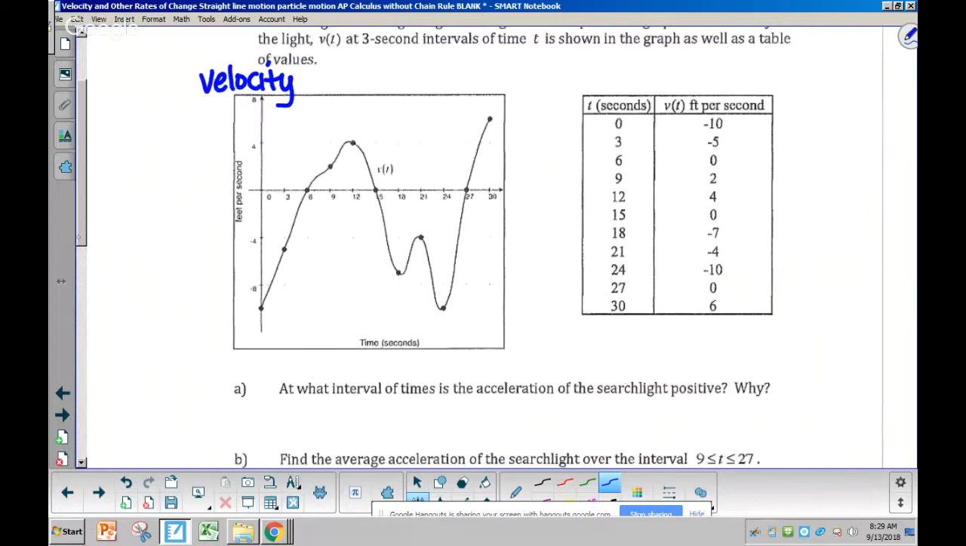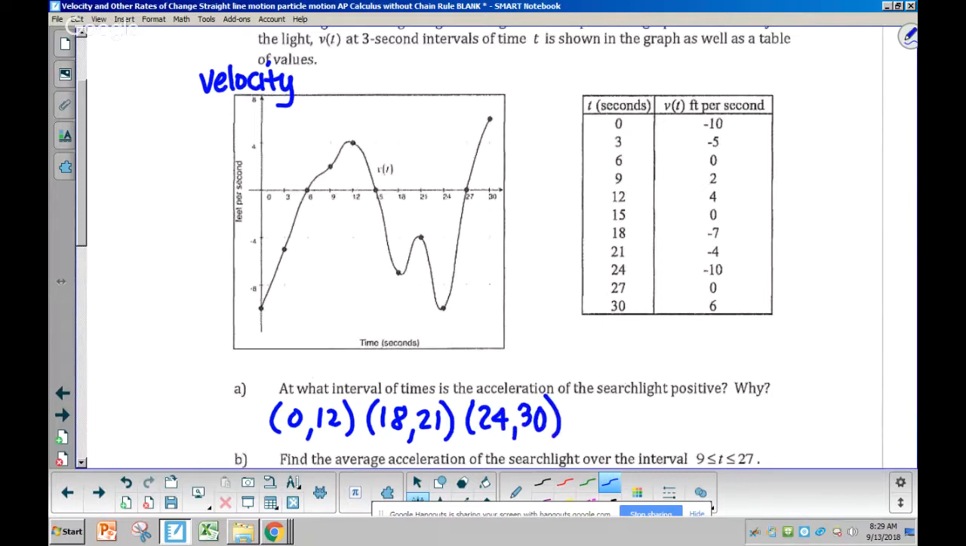For part A, at what interval of times is the acceleration of the searchlight positive? It's when the slopes are positive. Well, when are the slopes positive? Okay, so we can say from 0 to 12. And what else? Good, 18 to 21, I like it. And 24 to 30.